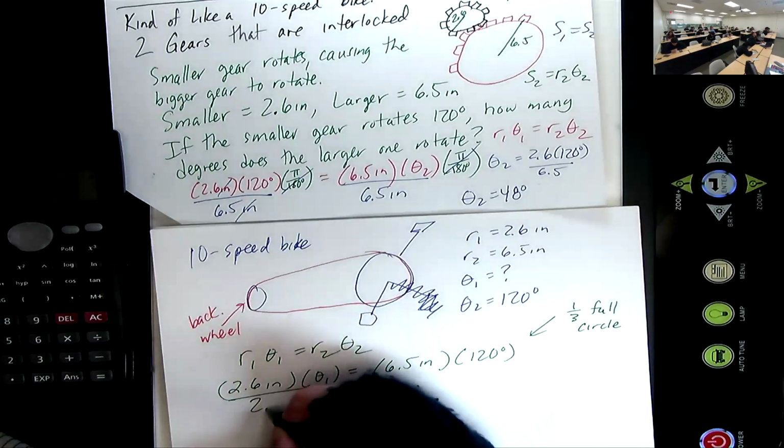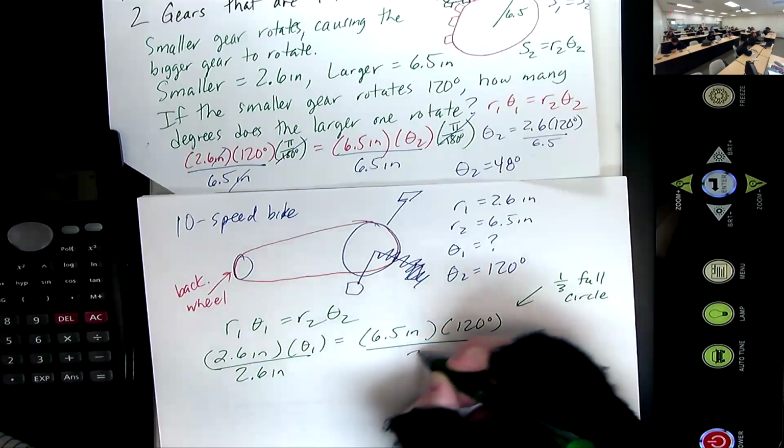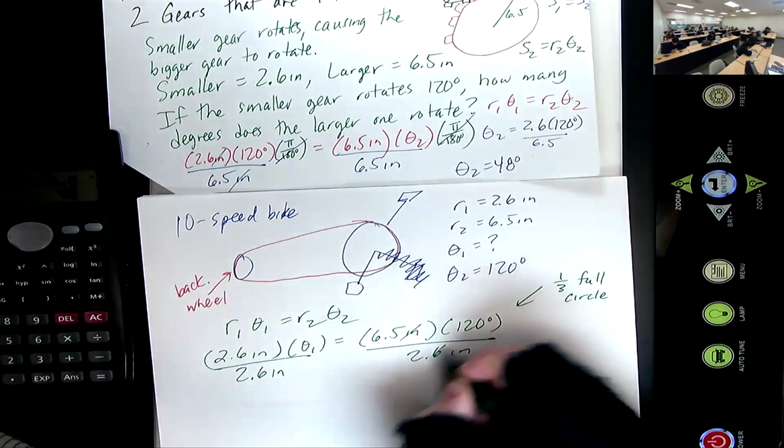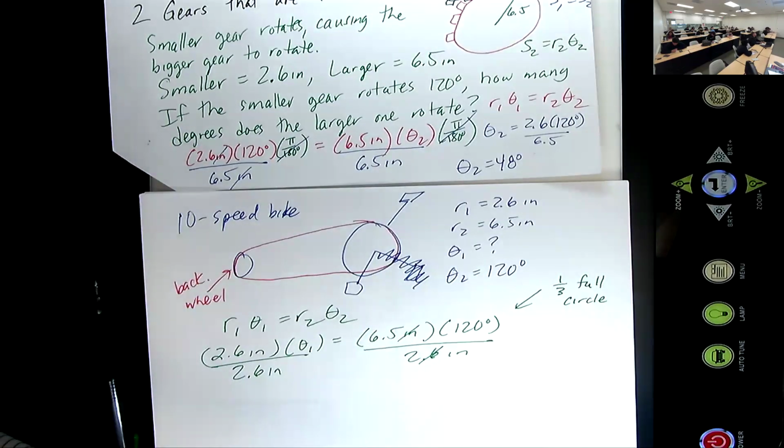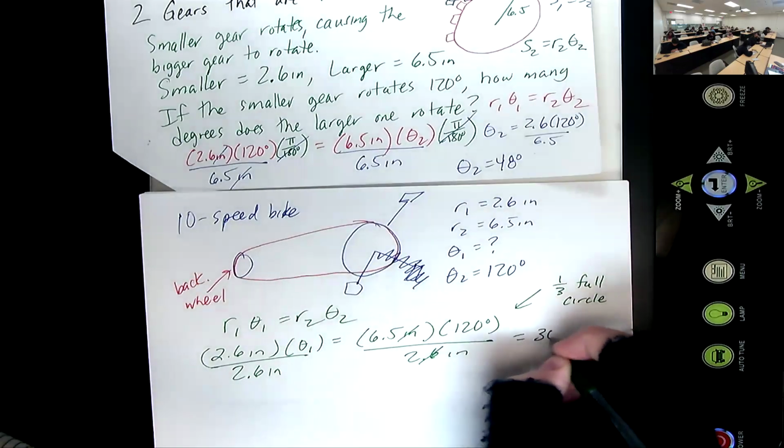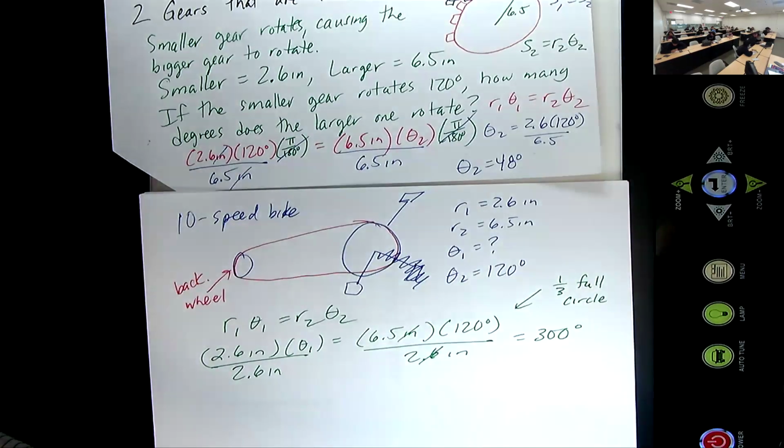We divide both sides by 2.6 inches. Again, the inches cancel out. I'm getting 300 degrees. Way less than half of the circle on the big one rotated the little circle almost a full circle. And the little circle's attached to the wheel, so as much as the gear turns, the wheel turns.